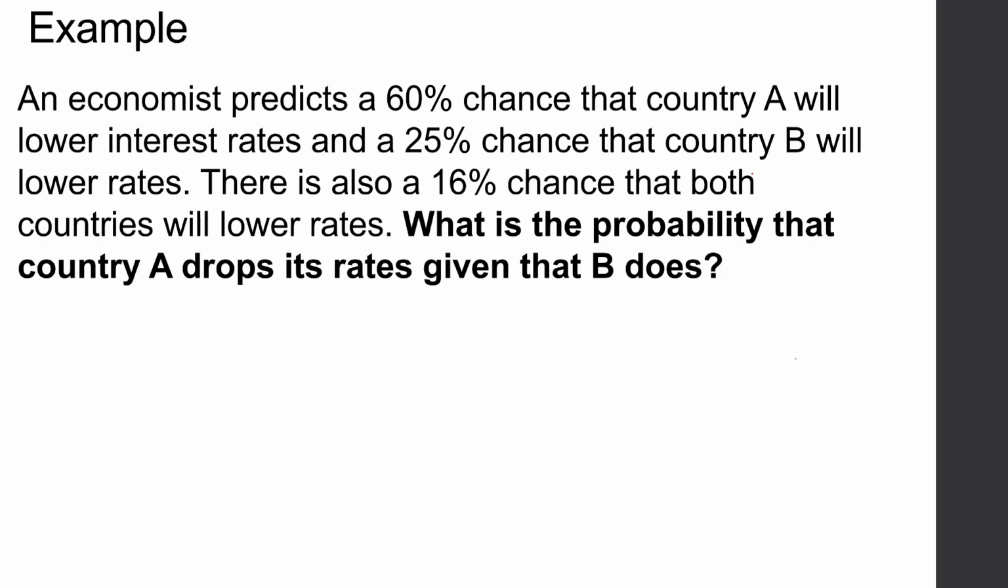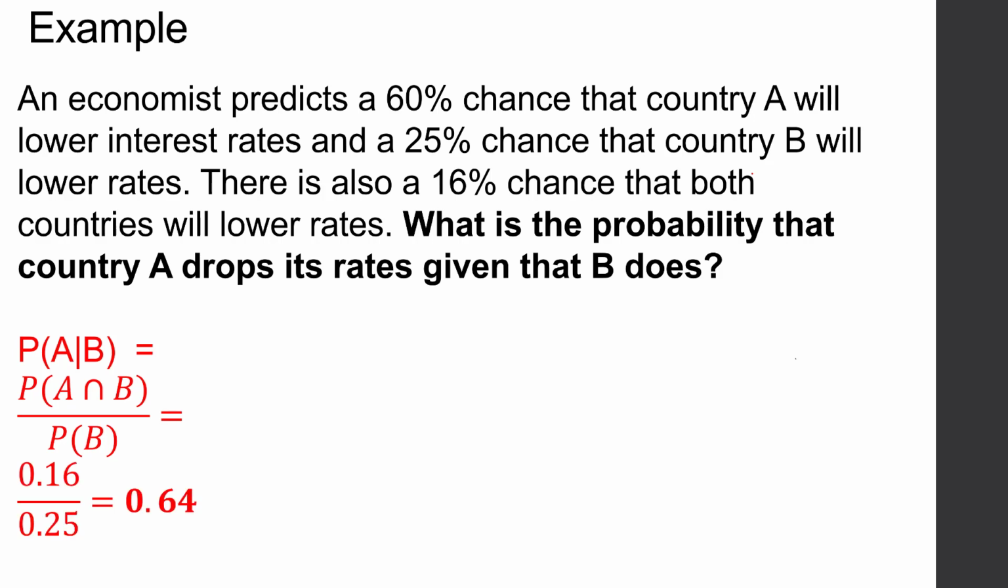All right, so let's write our conditional probability statement. That's the probability of A dropping its rates given that B does. So it's the probability of A given B. And we have our little mantra. That's the probability of their intersection, A intersect B, divided by the probability of the thing you're conditioning on, B. So probability of A intersect B divided by the probability of B. And again, we have these in the question. The probability of A intersect B is 0.16, and the probability of country B dropping their interest rates is 0.25. So 0.16 divided by 0.25 is 0.64. Hopefully by this point you're feeling a little bit better about these conditional probability formulas.